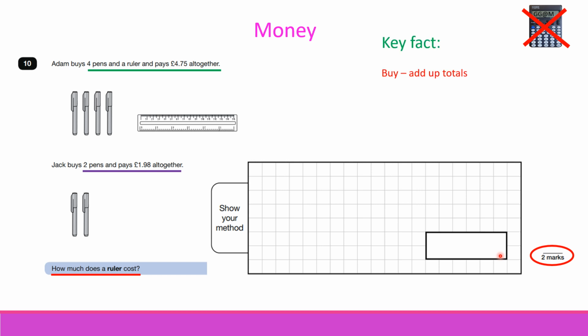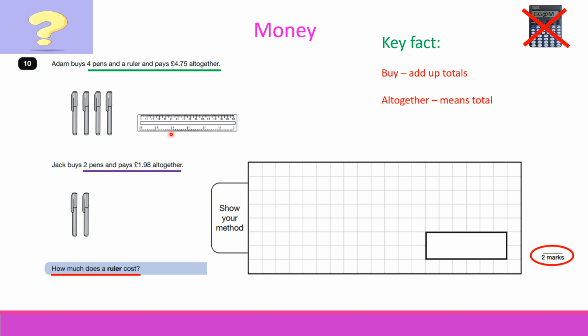The key facts. The word buy means add up the total. So when you're buying something, when you're going shopping, you've got to add together all the items. So if I add together these 4 pens plus the ruler, I add up all those values, it gives me £4.75. Altogether is a total. So altogether is the total cost of all the pens plus the ruler. Press pause, have a go at working out the answer, and then press play when you're ready to hear the answer.